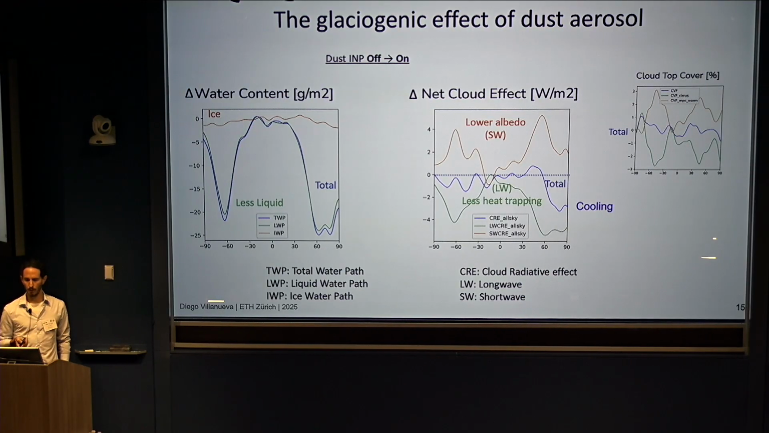So basically, the total net effect of just turning dust INP on is quite low, just because we are compensating the warming in summer by a cooling in winter. But then again, the idea of mixed phase cloud thinning will be to do it only in winter.